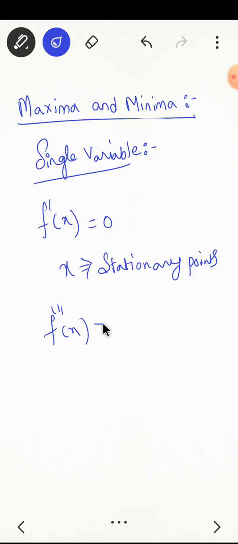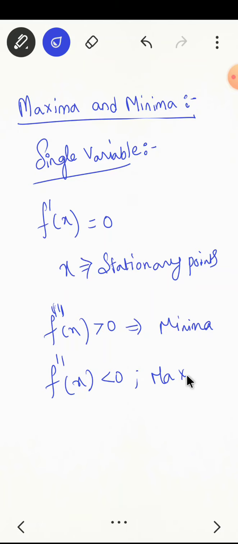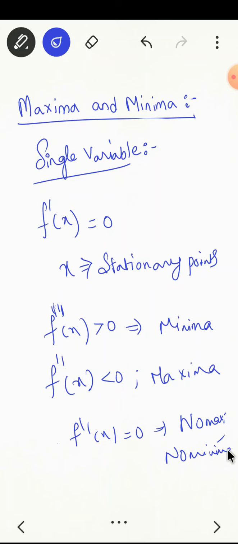If f double dash of x is greater than 0, then it is minima. If f double dash of x is less than 0, then it is maxima. And if f double dash of x is 0, then we call it no maxima or no minima. We call them critical points or saddle points. So this is the thing about a single variable.